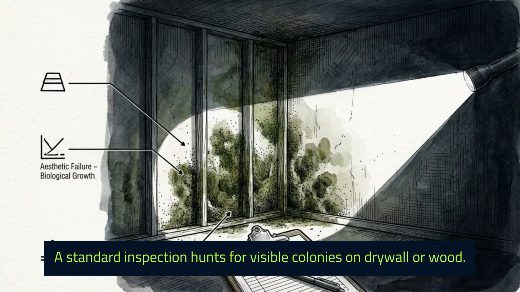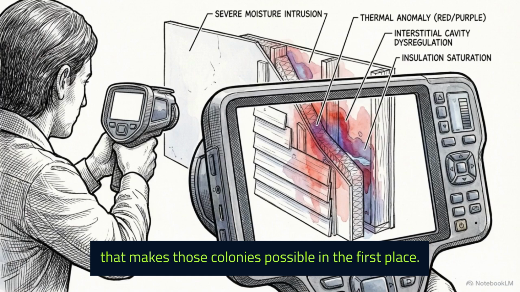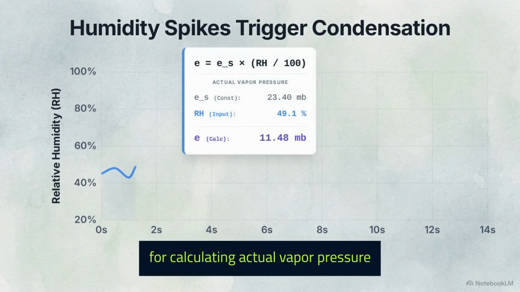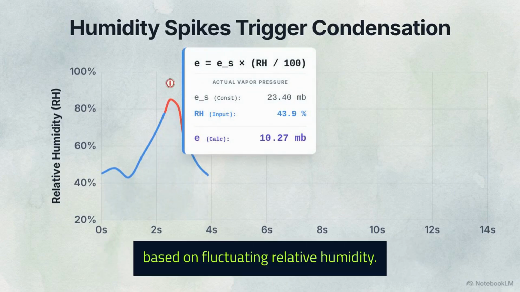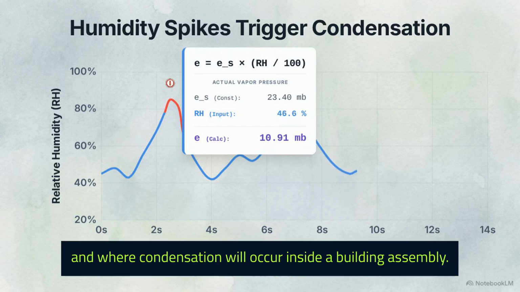diffusion. A standard inspection hunts for visible colonies on drywall or wood. A professional forensic evaluation hunts for the moisture dysregulation that makes those colonies possible in the first place. This data overlay shows the psychrometric formula, calculating actual vapor pressure based on fluctuating relative humidity. This relationship dictates exactly when and where condensation will occur inside a building assembly.